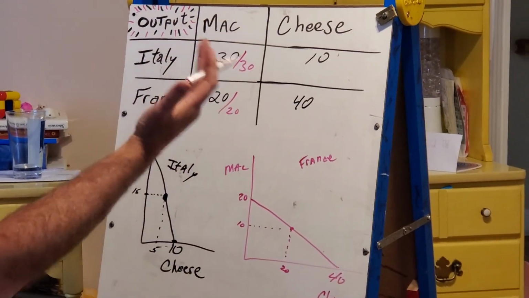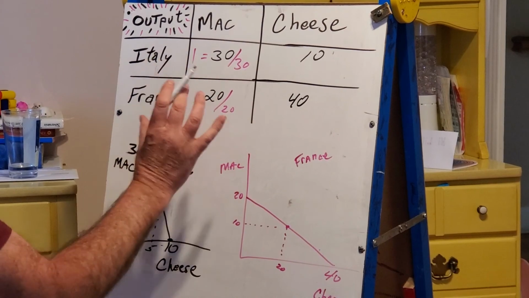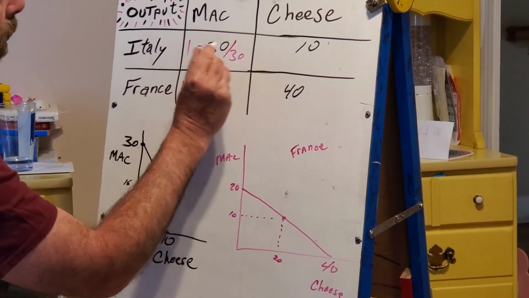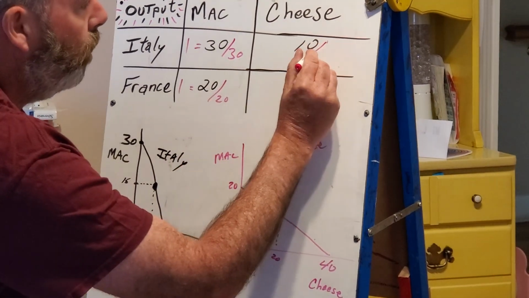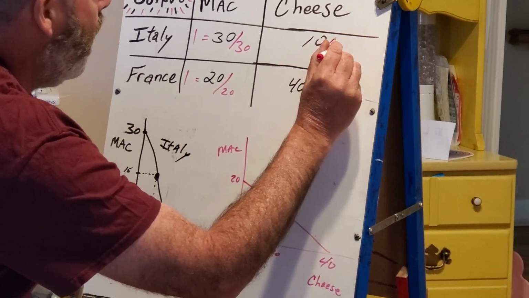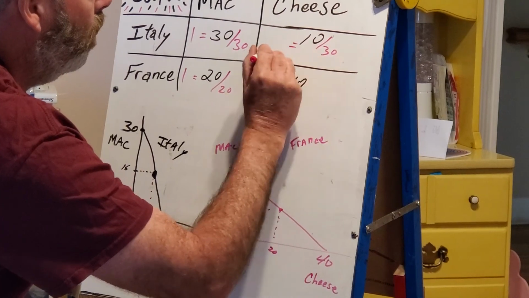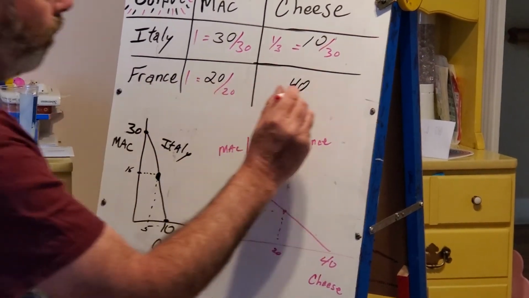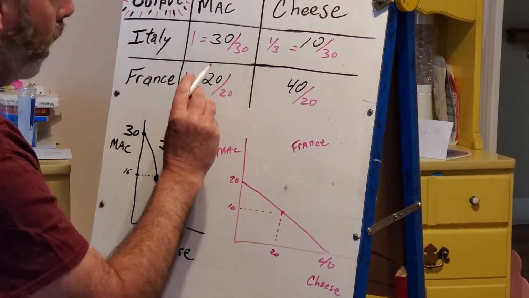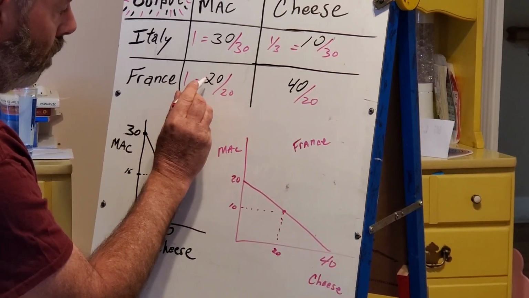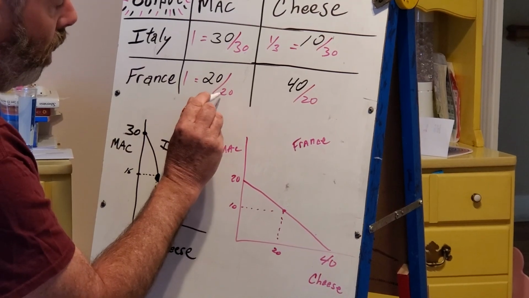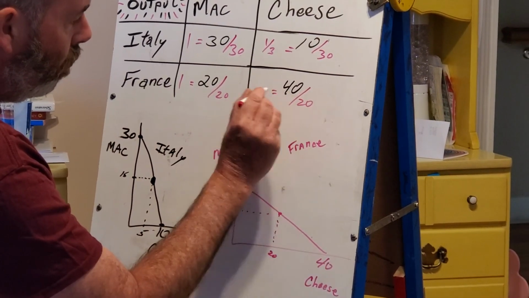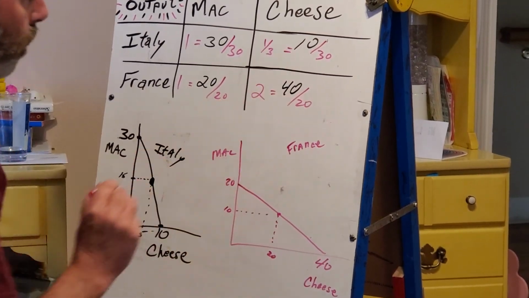Now, what we do to one side, we have to do to the other. So just remember which denominators to use. For Italy, I'm going to go 30 over 30 equals 1, of course. We'll bring the 30 over here, and that would equal 1/3. We're going to use the same denominator for France, 20. Whatever this numerator is, we put the same number as the denominator, and over here we have to do a little work, and that would equal 2.